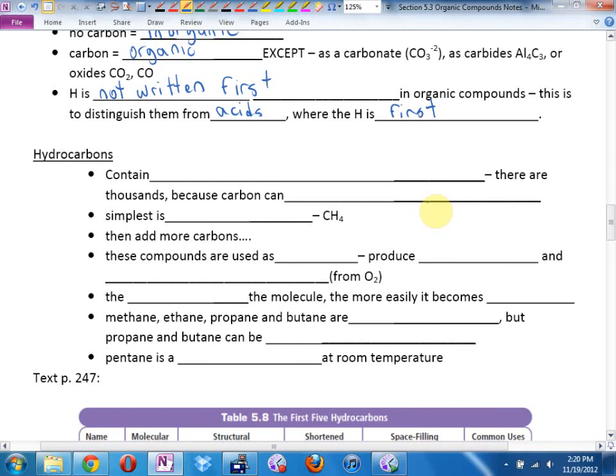Hydrocarbons. What's a hydrocarbon? What do you think a hydrocarbon contains? Hydrogen carbon. So it's in the word. Contains, I got to add one more thing though, only hydrogen and carbon. Nothing else. But there are thousands of hydrocarbons because carbon can form long chains.